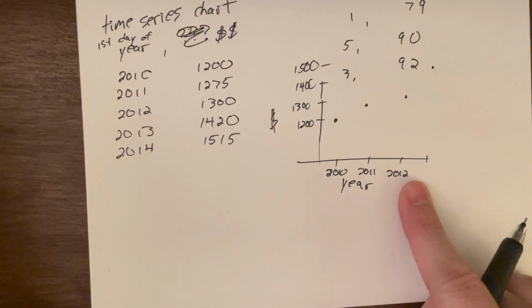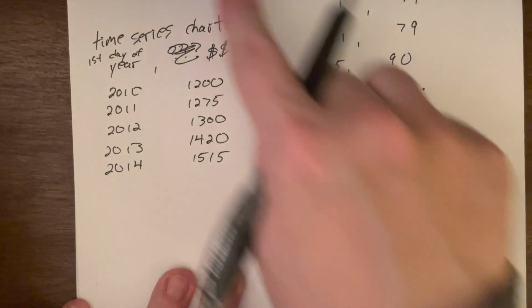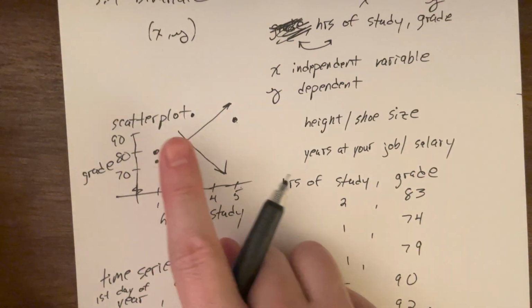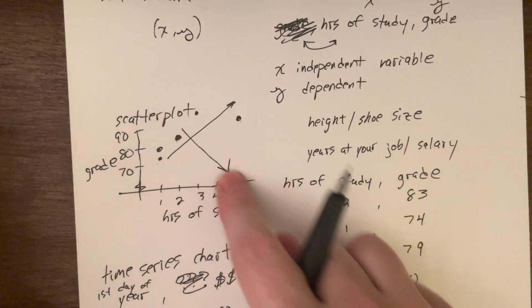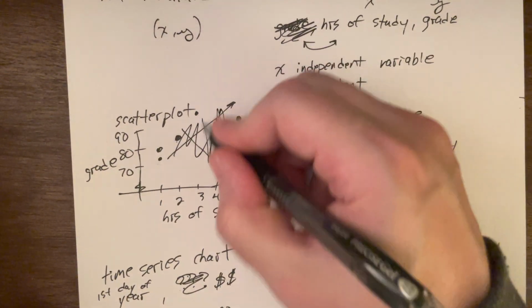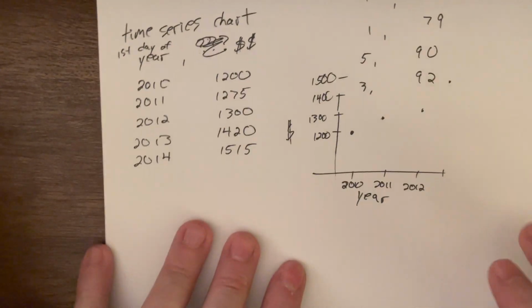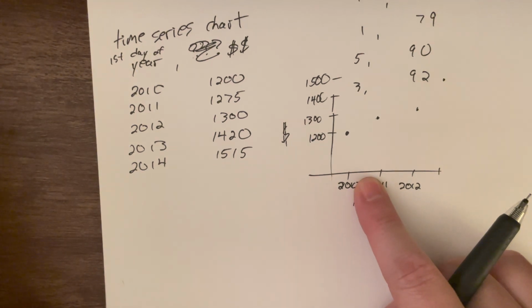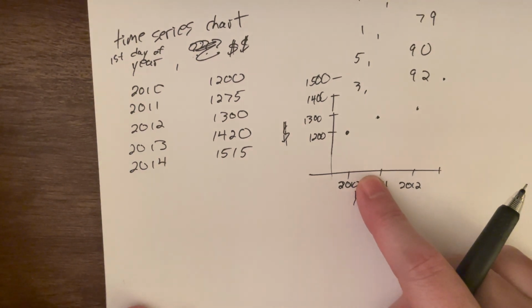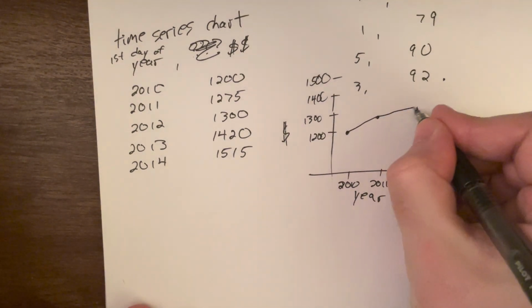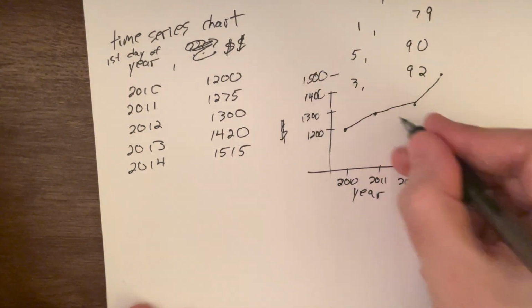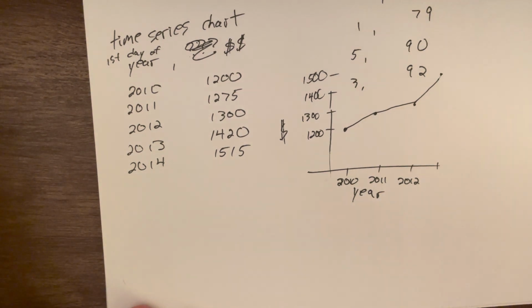Here's the difference. In a scatter plot, you literally just put the dots. That's it. You put the dots where they are, and that's it. I put these arrows to try and show the trends, but these are not literally a part of the scatter plot. But in a time series chart, our tradition is we always connect the dots.